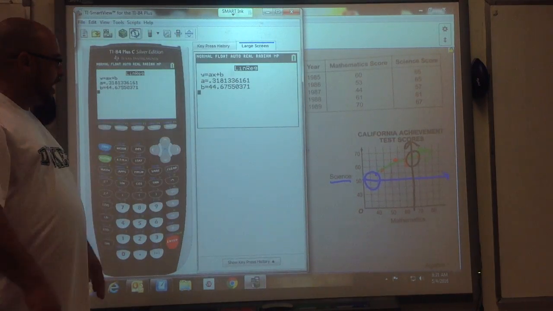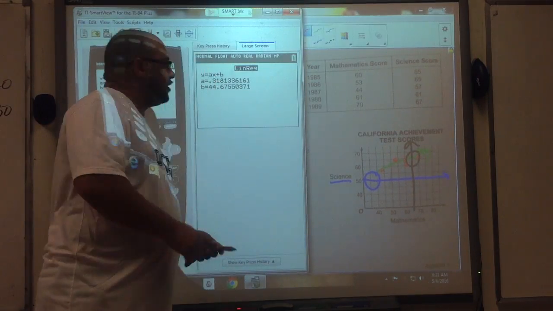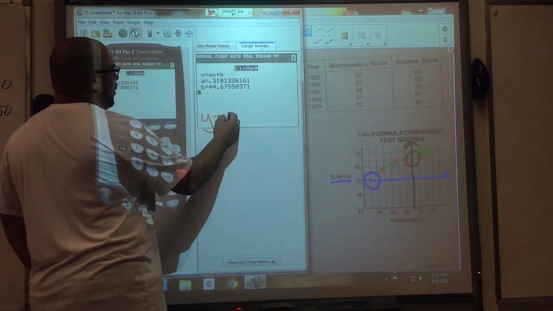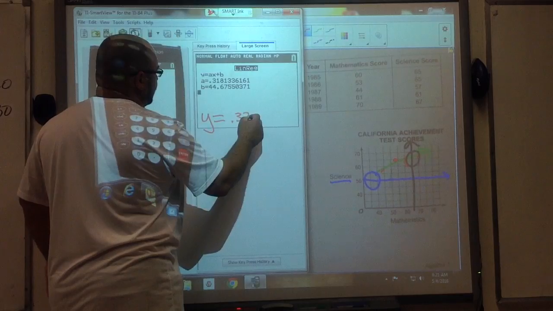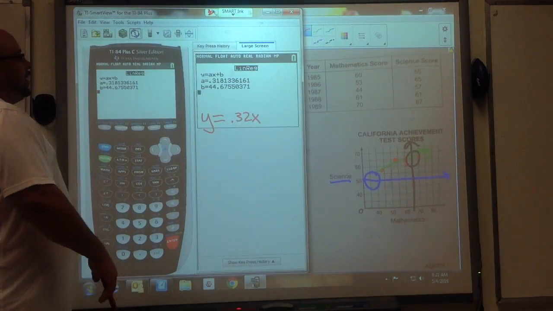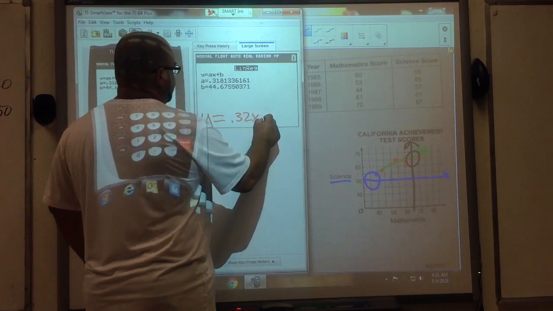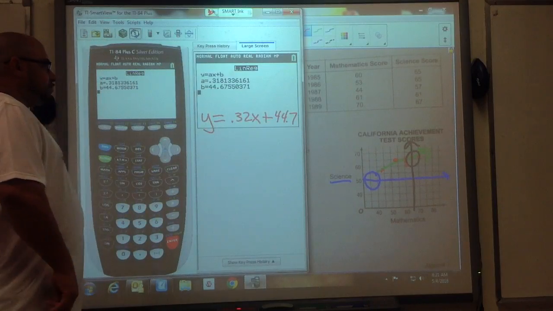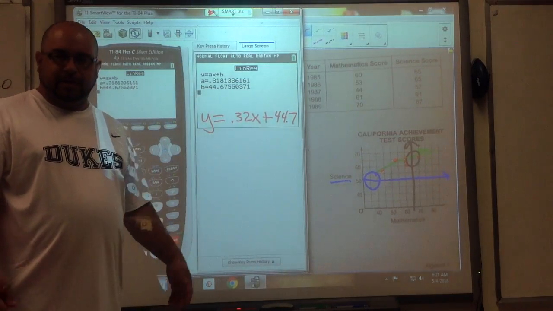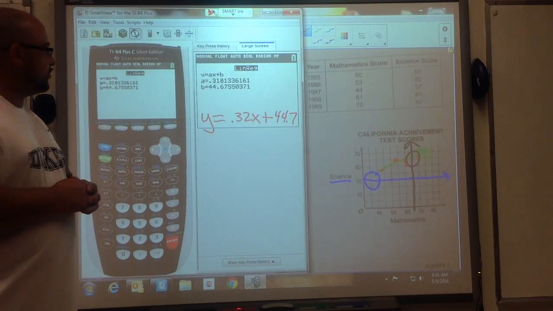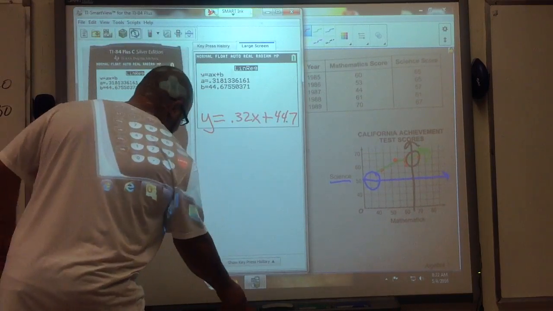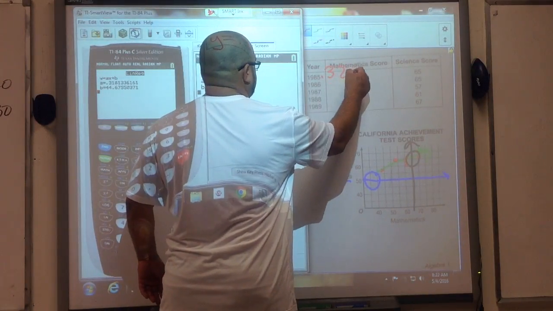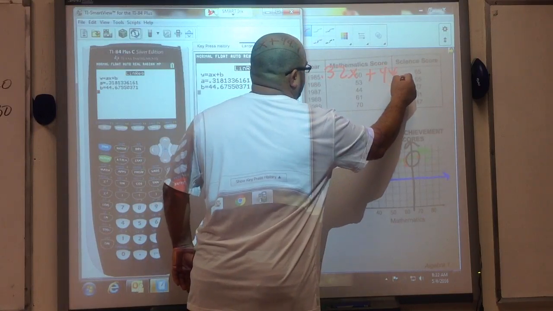The calculator processes, and you've got a whole bunch of decimals. So let's see if we can rewrite this in a nice, neat way. On your paper, I'm going to put y equals 0.32x plus 44.7. I think it's pretty good rounding. So go ahead and write that on your paper, and you can write it anywhere between those problems. So what I say: y equals 0.32x plus 44.7.